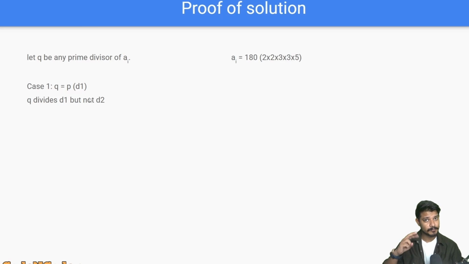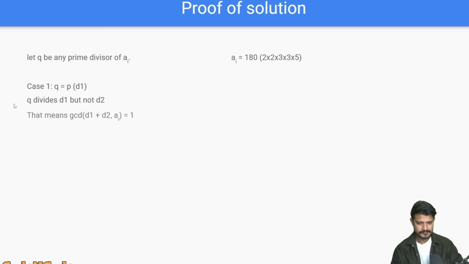And we'll prove that in both of these cases, a solution actually exists, right? That means a solution always exists when Ai has more than one prime divisor. So let's talk about case 1, when the prime that we have picked, Q, is equal to P. That means the first divisor.